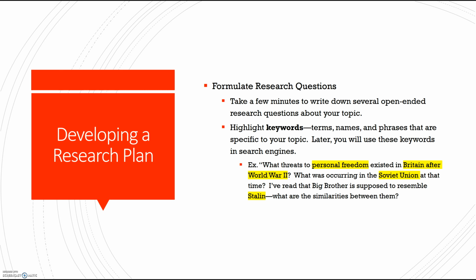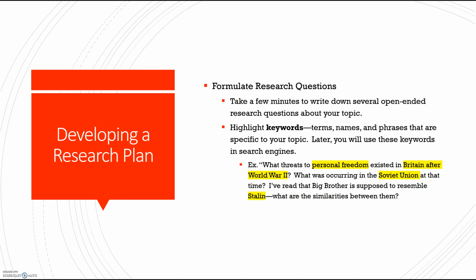So in my example, what threats to personal freedom existed in Britain after World War II? What was occurring in the Soviet Union at that time? I've read that Big Brother is supposed to resemble Stalin. What are the similarities between them? These are the open-ended questions that I've developed in this example. Now, the highlighted portions are what I consider to be the key words. For example, personal freedom.